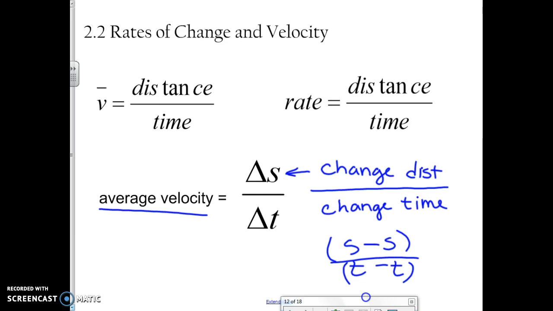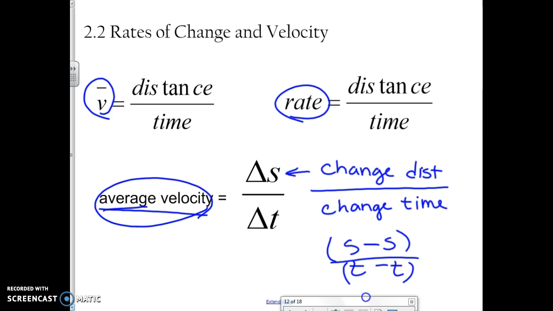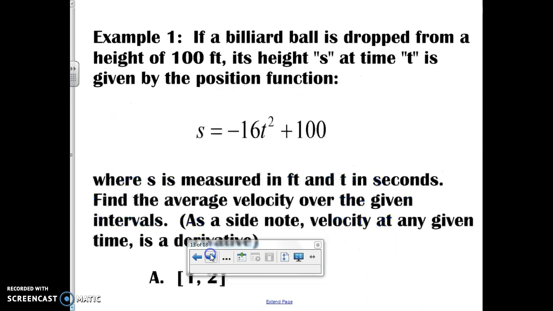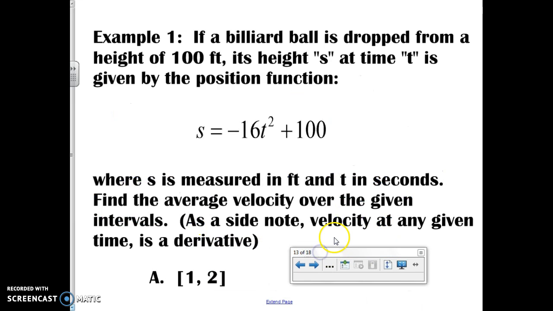So average velocity, V bar, rate, those are kind of like derivatives. Now, average is not a derivative. Instantaneous velocity is a derivative, but average velocity from one point to another is just the change in S over change in T. Instantaneous velocity, however, is going to be your first derivative. So if we want an immediate rate of change, we want to know exactly how fast something is going at a certain place. Here is an example for it.